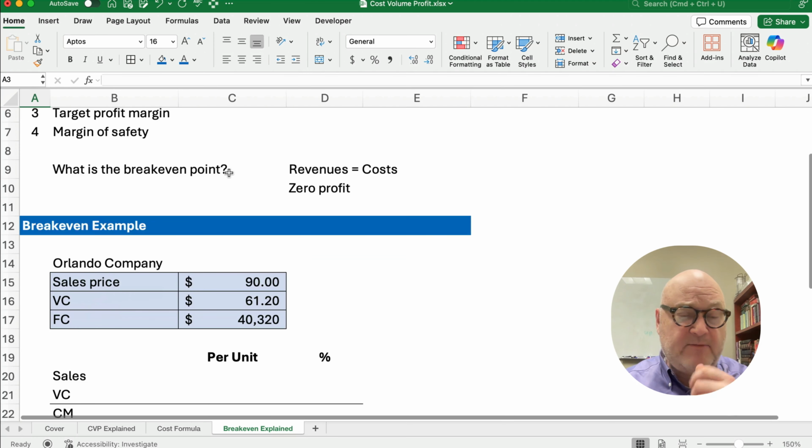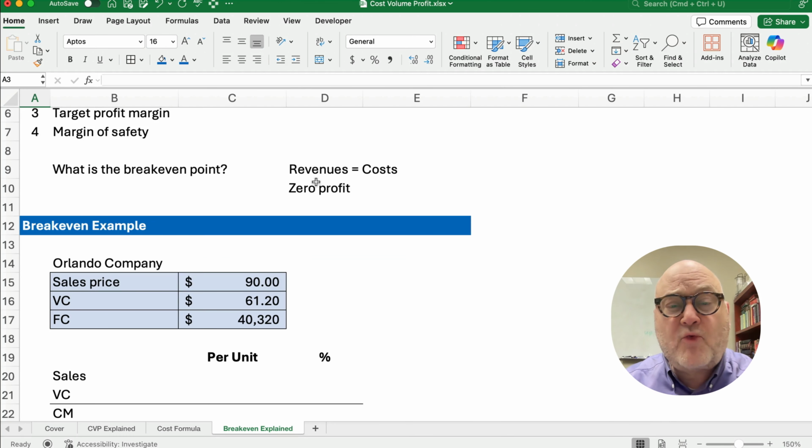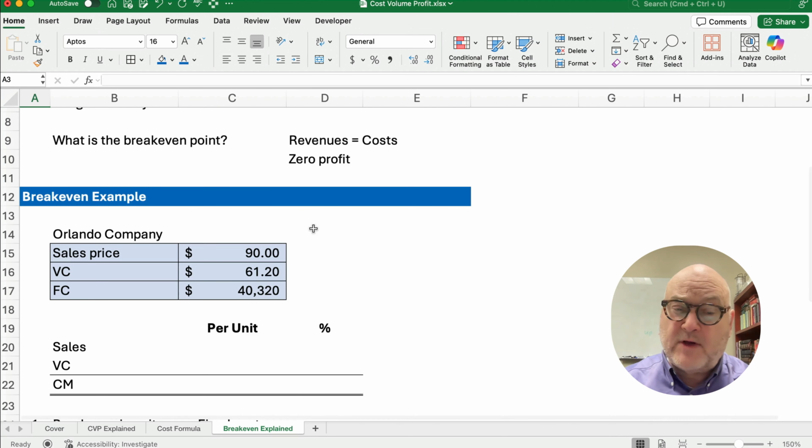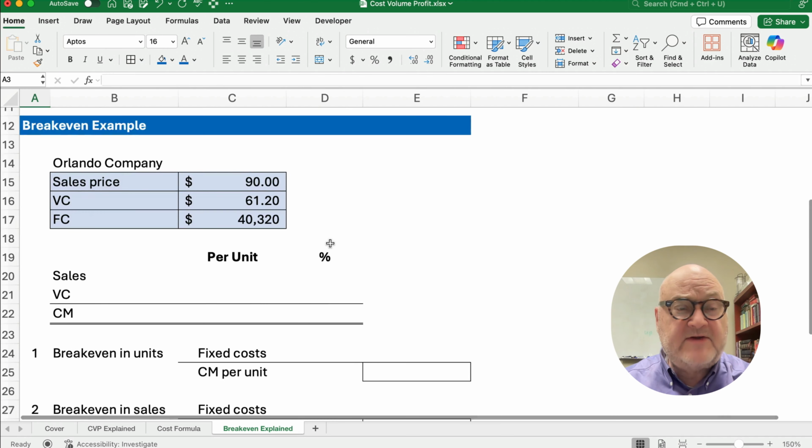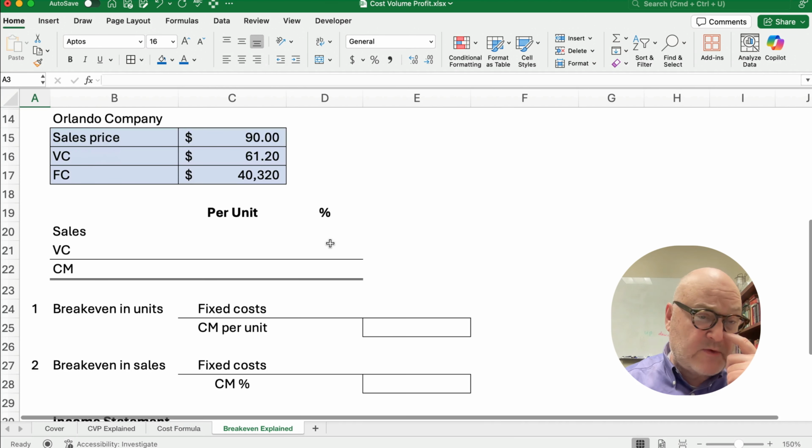So what is the break-even point? It's the point where our revenues equal our cost. It's the point where we have zero profit. Now, we're trying to avoid a loss. We're not really excited about having zero profit. We would like to have more profit, but we want to avoid a loss. So let's just have a simple example and show how this works.